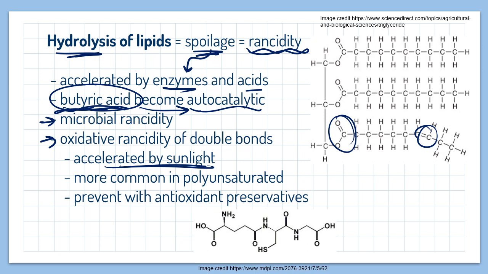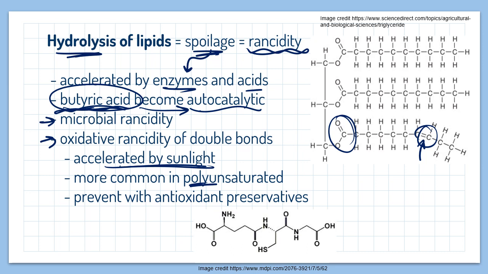So if we package our fats, especially the polyunsaturated fats, in something that prevents light from getting to our foods, then we can protect those double bonds and prevent them from going bad too quickly.